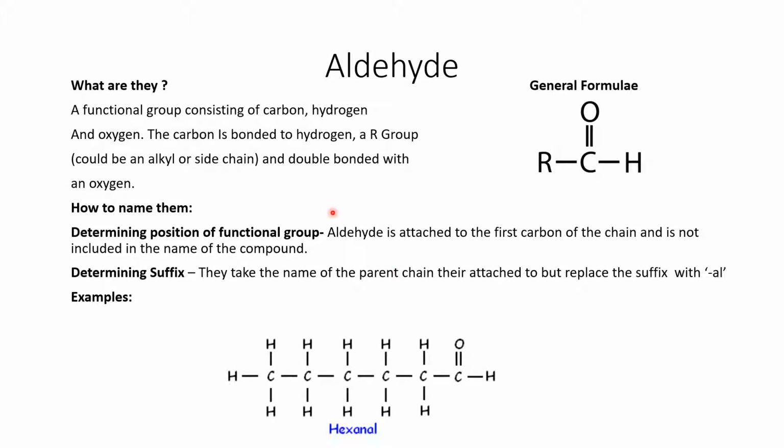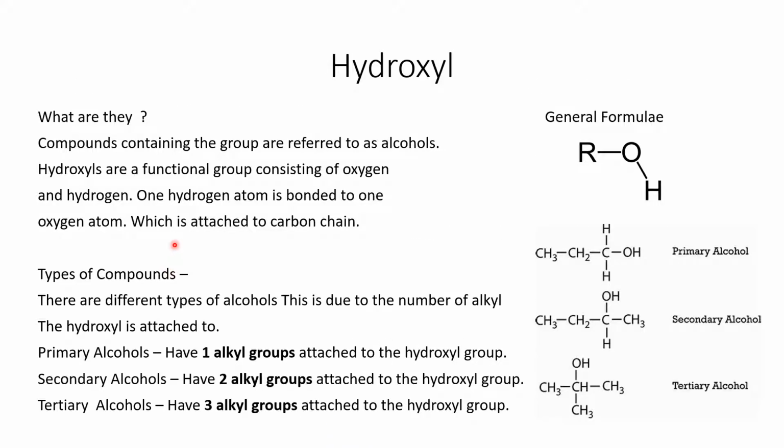Aldehydes are basically a functional group that is composed of a carbonyl, an R group, and a hydrogen. Aldehydes are always attached to the first carbon, and their suffix is -al. So the prefix will be the number of carbons, which is hexan, and then the suffix is -al. So it's hexanal.